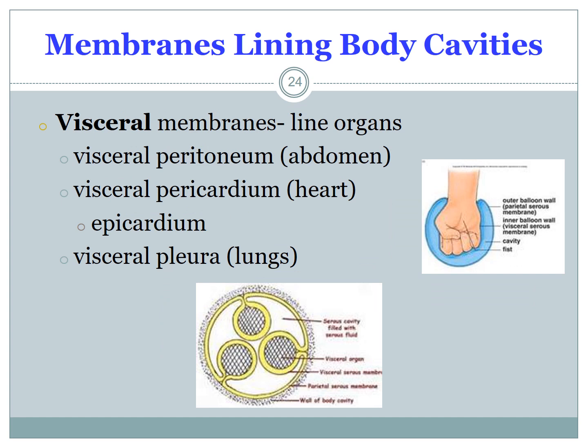The visceral layer lines the surface of the organs. So in the abdominal area, there would be the visceral peritoneum; for the heart, the visceral pericardium. This is also referred to as the epicardium. And surrounding the lungs is the visceral pleura.